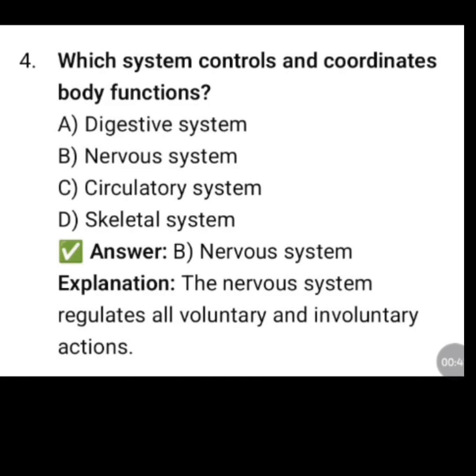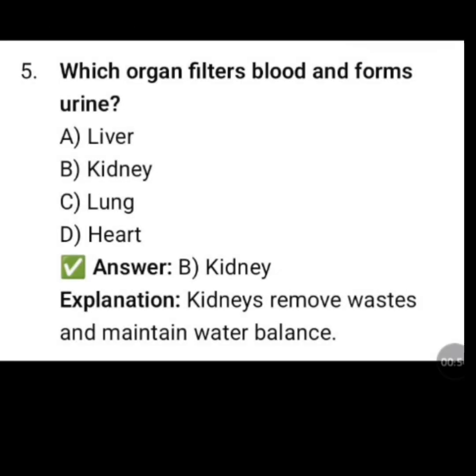Which system controls and coordinates body function? Digestive system, nervous system, circulatory system, skeletal system. The correct answer is option B, nervous system. The nervous system regulates all voluntary and involuntary actions.